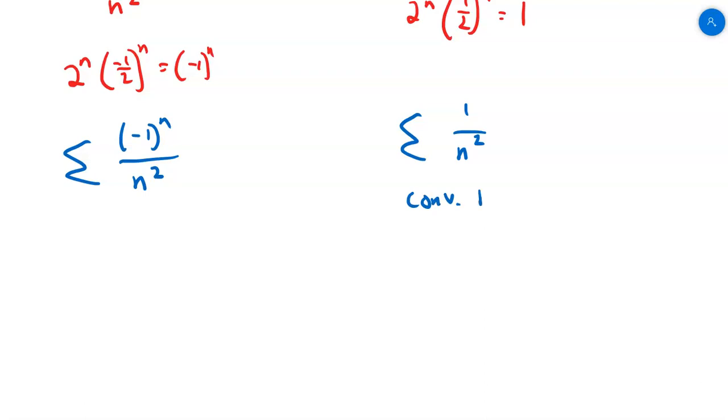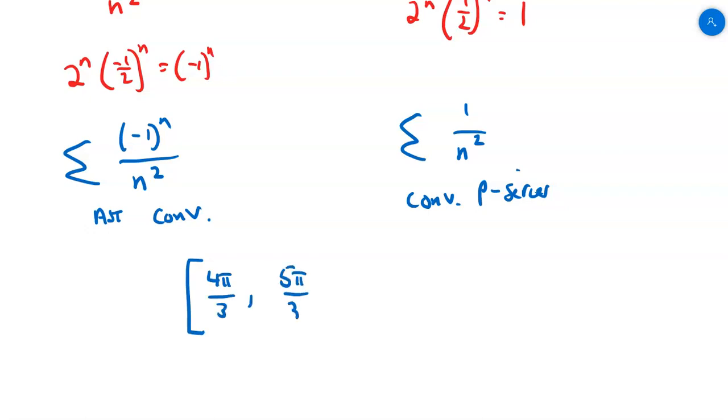This guy right here is a convergent p-series. I could see that. This thing over here, you can either say it's an alternating series and converges, or you could even say, well, because it's converging when I take the absolute values, in other words, knock out that negative 1 to the n, and just leave a 1 in the numerator, now I got a 1 over n squared. Again, it's a convergent p-series. So this thing includes both the endpoints. This includes the 4 pi over 3, and it includes the 5 pi over 3, and none of them are conditional. They're both absolute convergence at the endpoints.